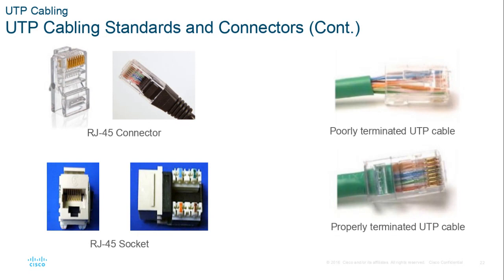The poorly terminated one here looks like about 1.5 inches. So that's not twisted together properly. That could pick up interference. That's why they have the specification that says only untwist the bare minimum amount you need to properly put it in the connector and crimp it.